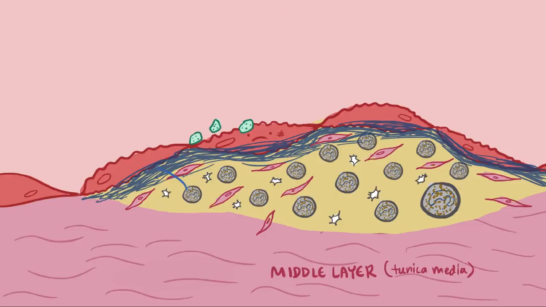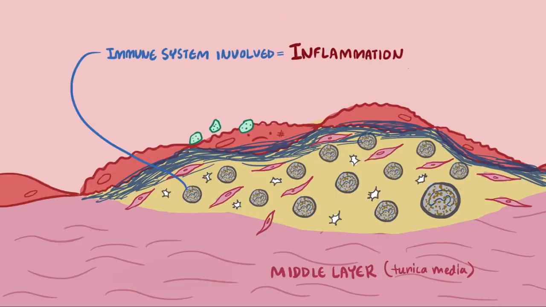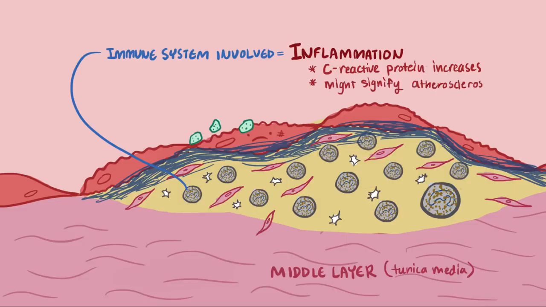Now remember the word that describes the immune system getting involved with something is called inflammation. So atherosclerosis is an inflammatory disease. Now, as an aside, the protein called C-reactive protein increases in the blood during an infection or when inflammation is occurring somewhere in the body. While an elevated C-reactive protein isn't specific enough to diagnose atherosclerosis, it can act as like a red flag that atherosclerosis might be occurring, especially if someone has atherosclerosis symptoms or other risk factors.